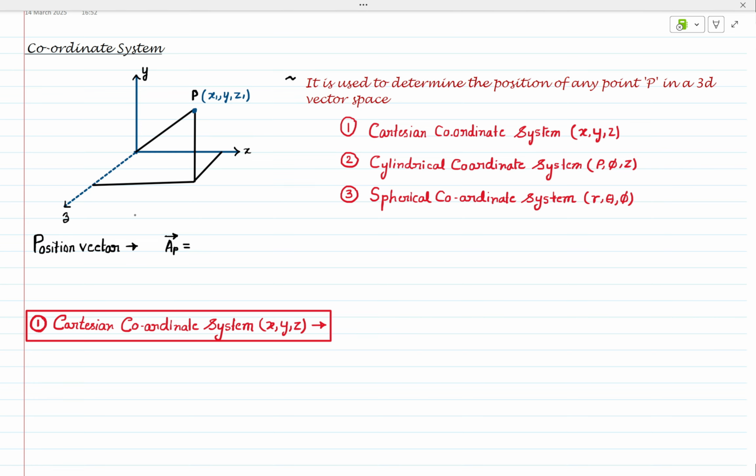Now, as the vector is in the three-dimensional vector space, it must have three components along the three directions. What are those three components? Let us consider: the three components are AU in the direction of U, AV in the direction of V, and AW in the direction of W, where U, V, and W, these three are called the parameters.